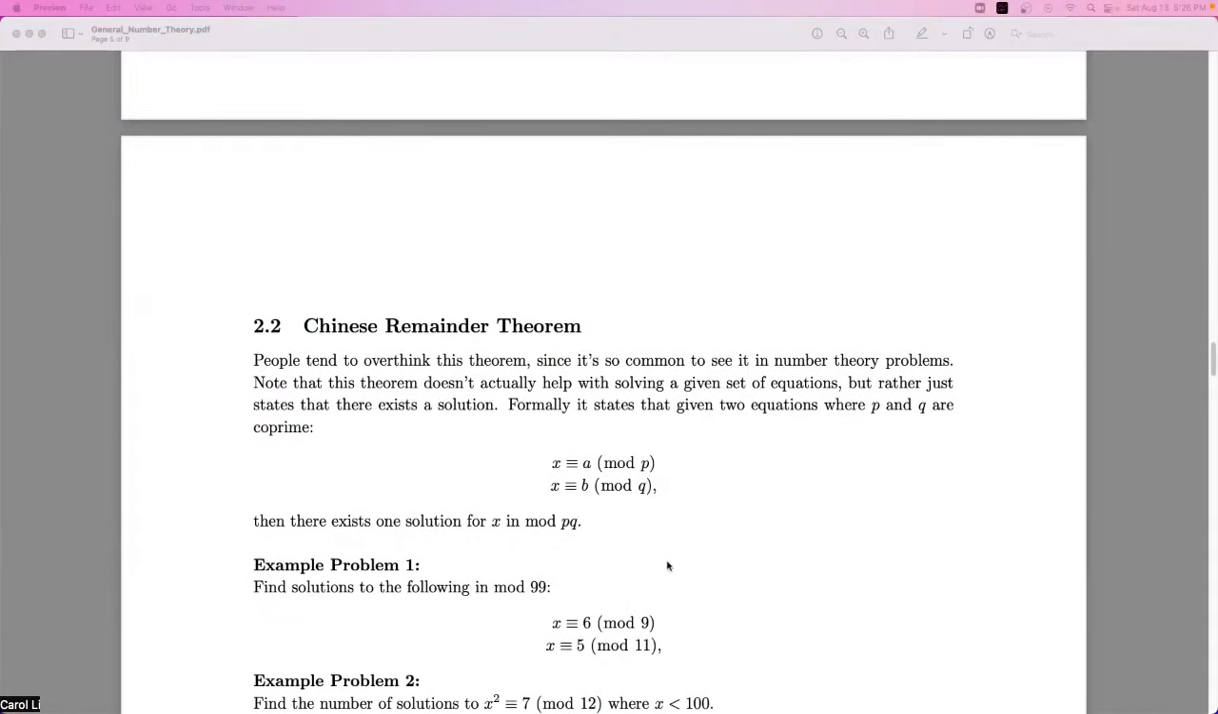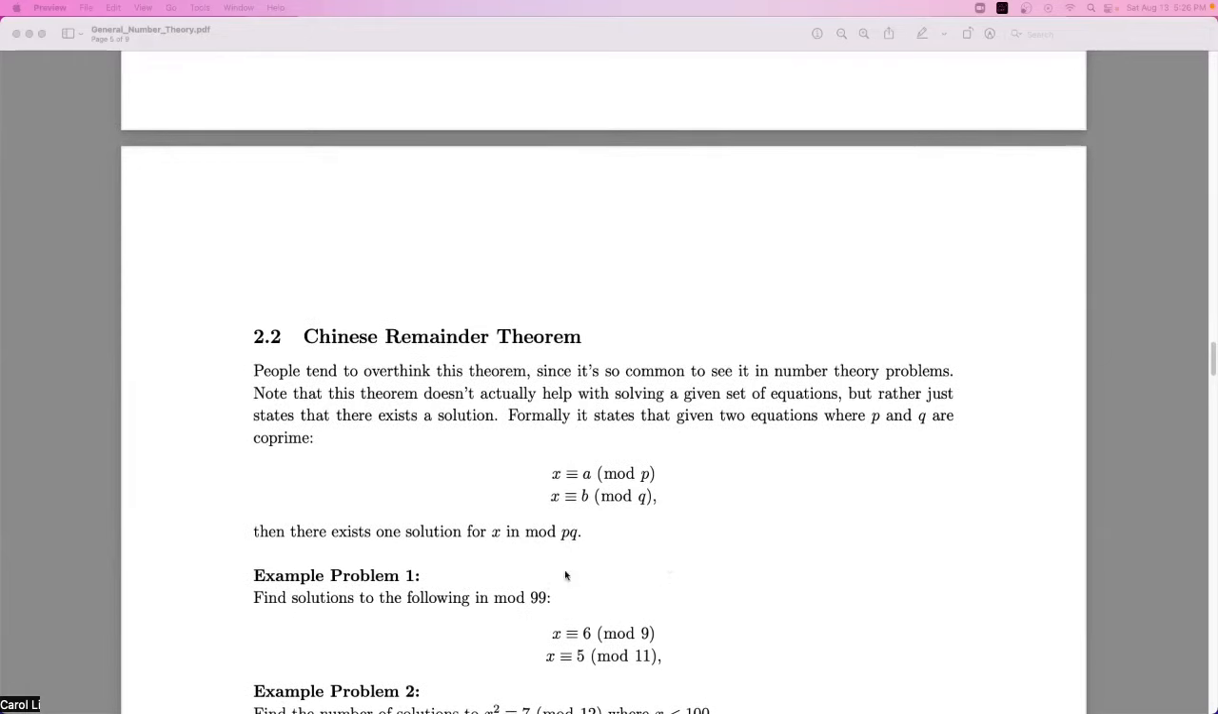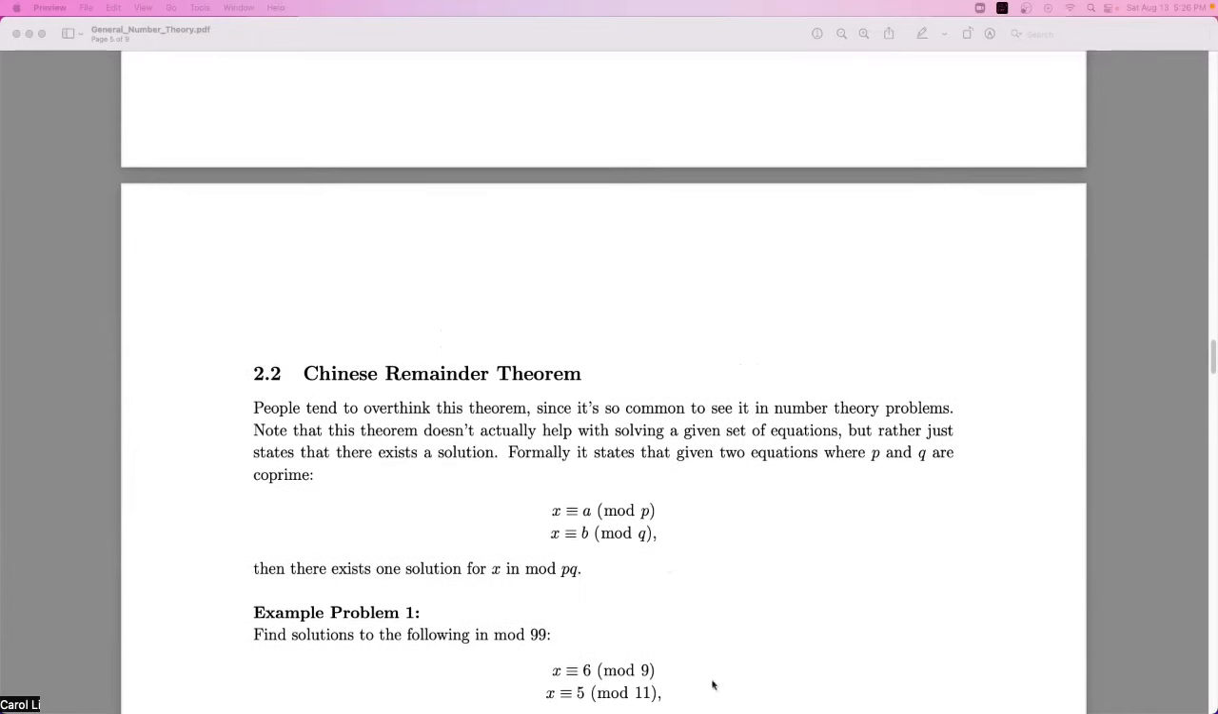So this is what it is. There's one solution when you multiply it by the product. So basically, that just states that there's one solution for this. Chinese remainder theorem doesn't tell you how to solve this. It just tells you that there's one solution.